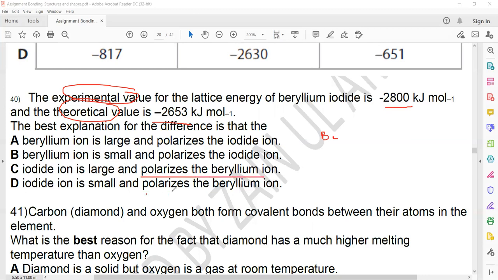Why are options C and D wrong? They mention polarizing the beryllium ion. A positive ion cannot be polarized, a negative ion can be polarized. So the iodide ion will be polarized, and why is it polarized? Because of beryllium. So B will be the right answer for this question.